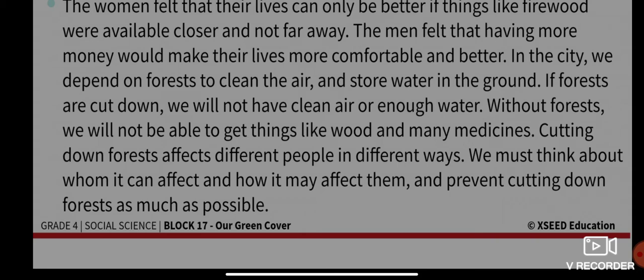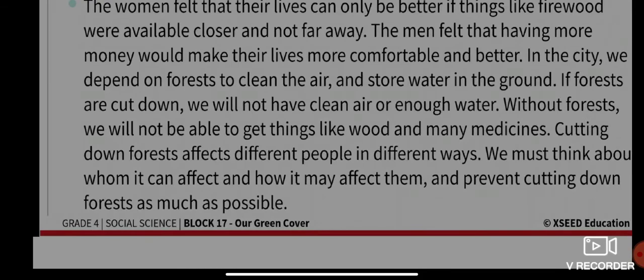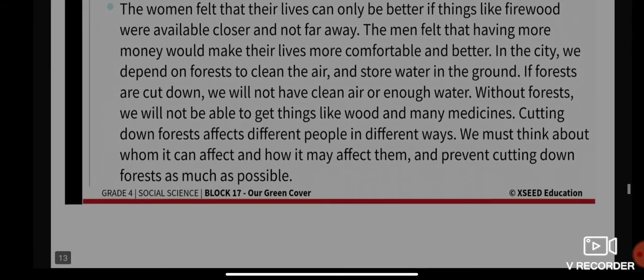So cutting down forests affects different people in different ways. So we must think about whom it can affect and how it may affect them, and prevent cutting down forests as much as possible. Alright, so instead of cutting down, we should learn to plant more trees, okay, in our surrounding.